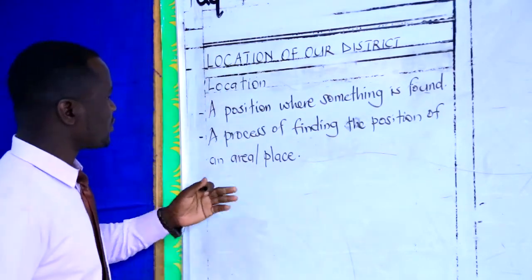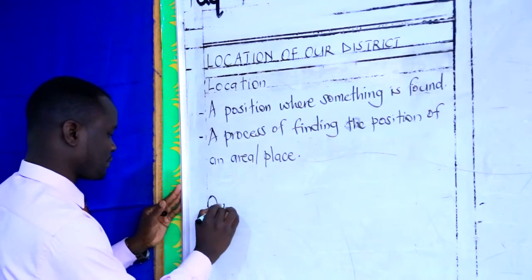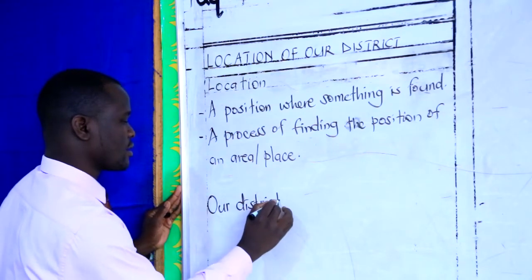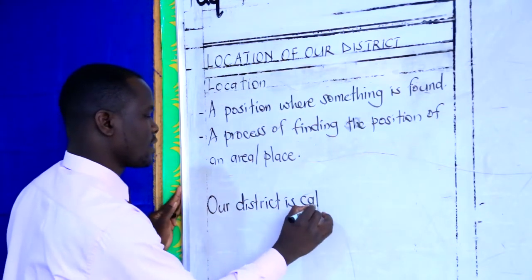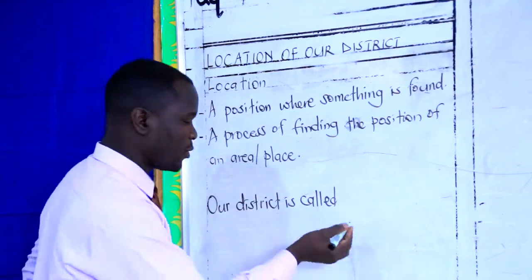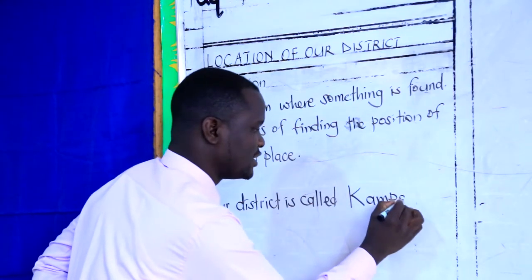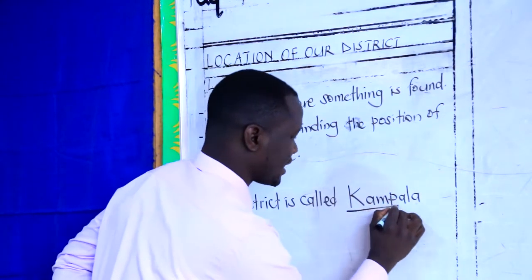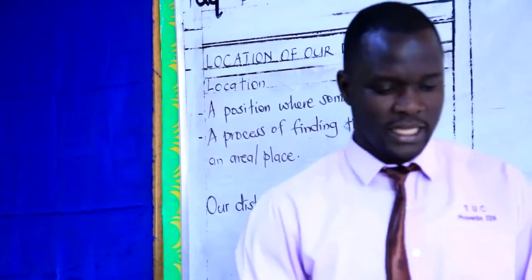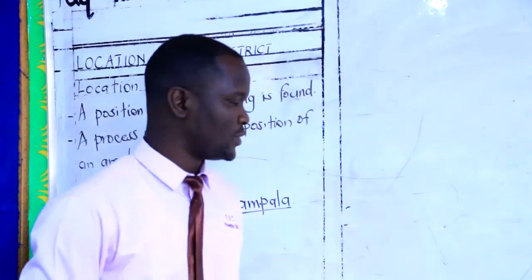So, if we understand, we shall be able to know that our district is called, like I said, for us in Train-Up, we are found in Kampala. So our district is called Kampala. So we are in Kampala district. That is the first thing that we need to note when we are looking at the location of our district.